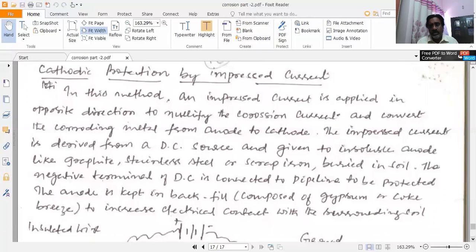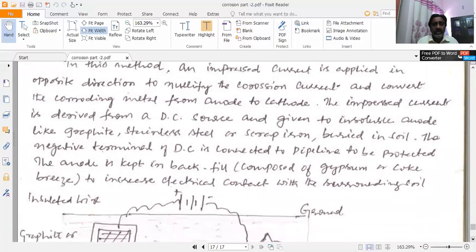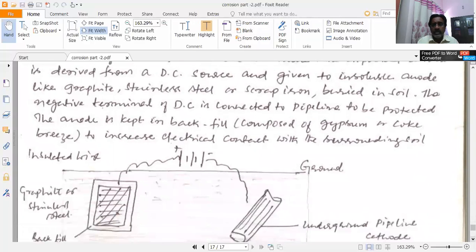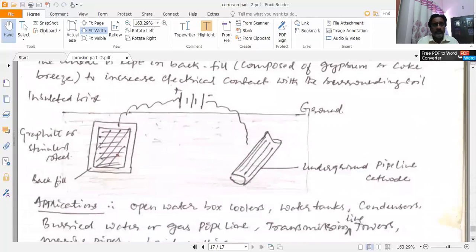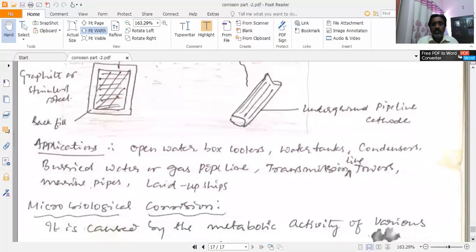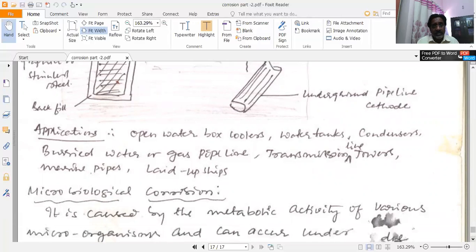The negative terminal of DC is connected to the pipeline to be protected. The anode is kept in a backfill composed of gypsum or coke to increase electrical contact with the surrounding soil so that corrosion is prevented. The main applications are open water box coolers, water tanks, condensers, buried water or gas pipelines, transmission line towers, marine pipes, etc.